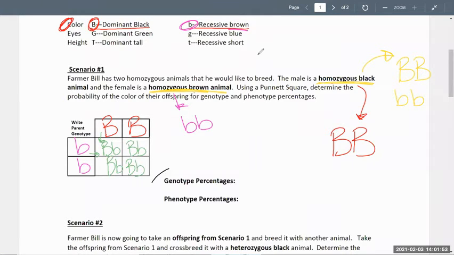So when we're doing the genotype and phenotype percentages, your first step should always just be to write out every single genotype that you see. So we could have a homozygous dominant, a heterozygous, or a homozygous recessive. Those are the options that we could possibly have. But in this Punnett square, we have all that look the exact same. So I'm not going to put those. I'm just going to put heterozygous. Bam.